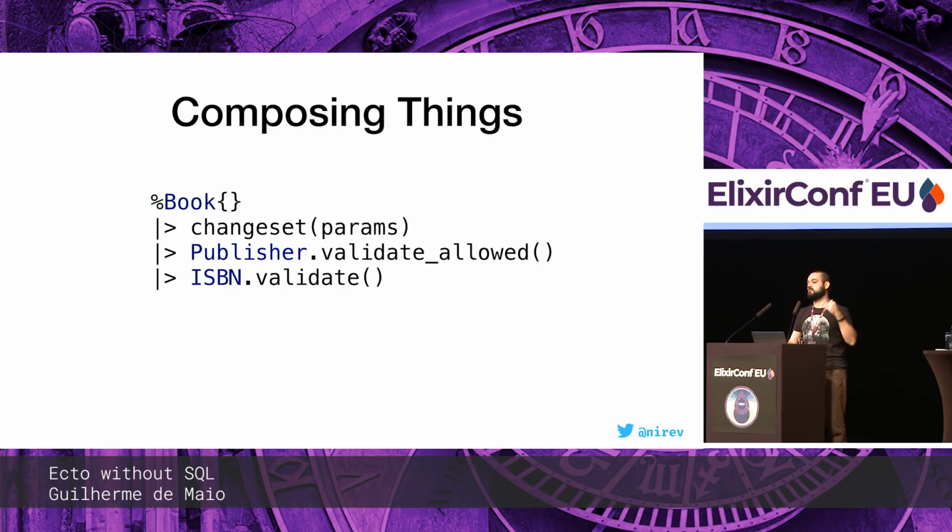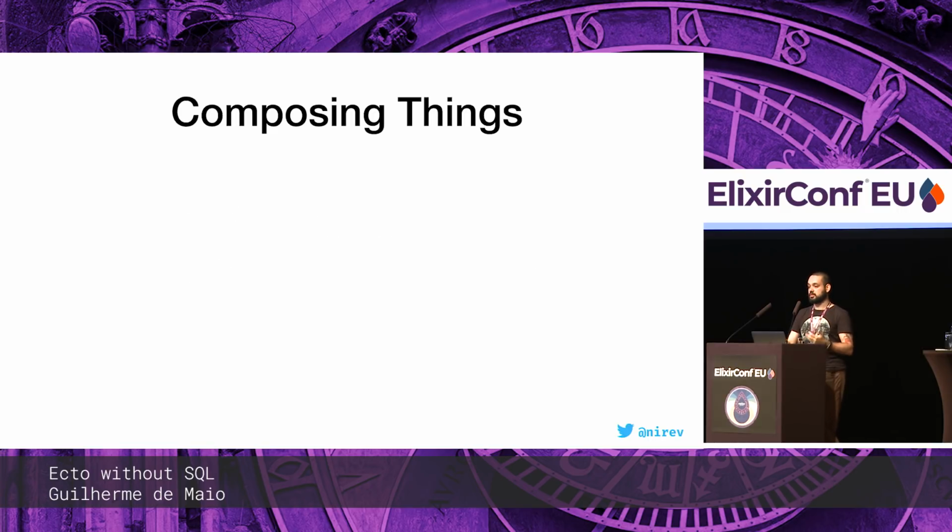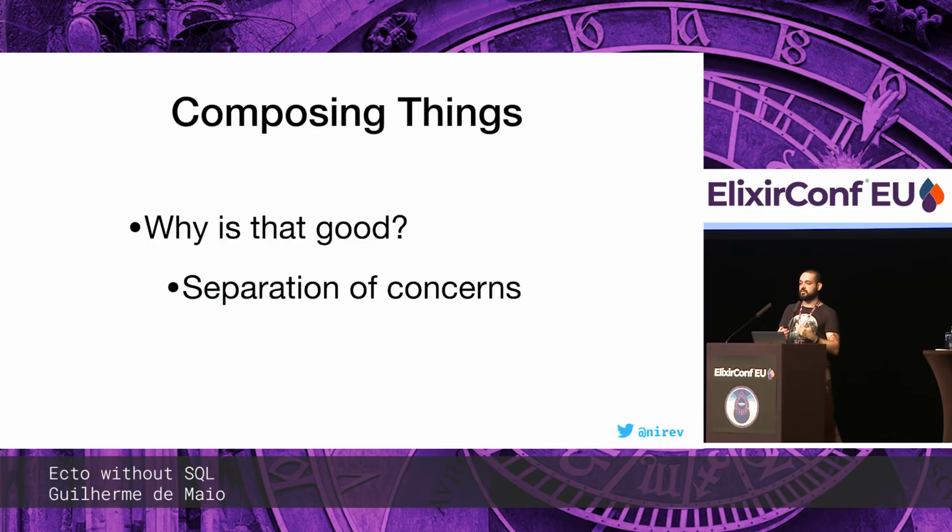When you have a changeset, you can start with a changeset for the book, and then have stuff in the publisher module. You can do an ISBN validation, which might be something big, and you do it in different modules. So what you get from everything being a data structure is that you can pass it through functions, modify it, and get the same data structure. And again, why is that good? It gives us separation of concerns and reusability. You can extract that common stuff to other modules that you can then test in isolation. So it's basically the extensibility and composability of Ecto.